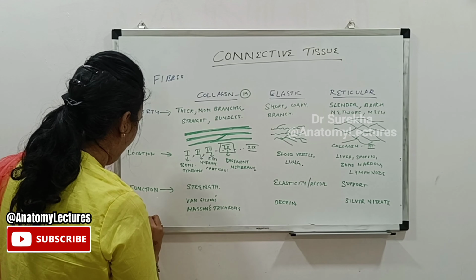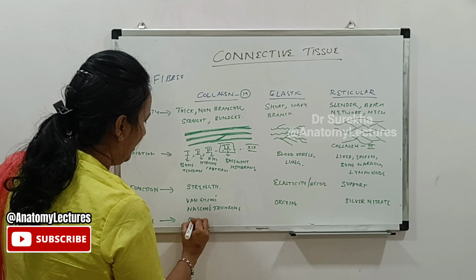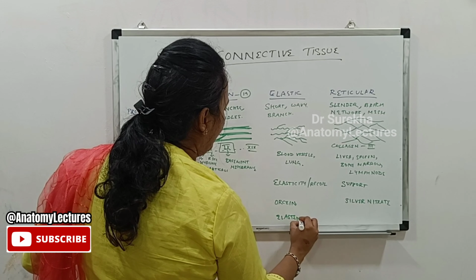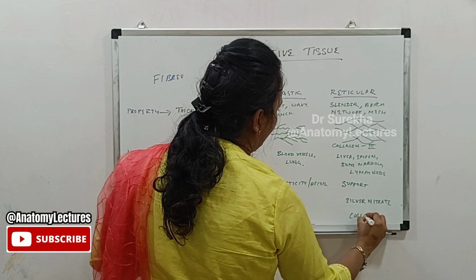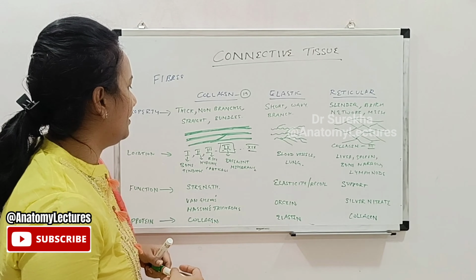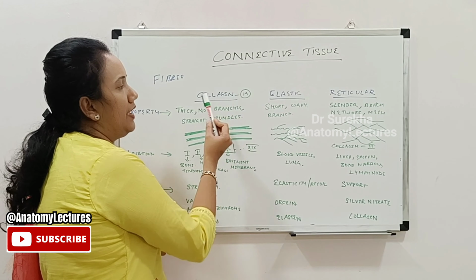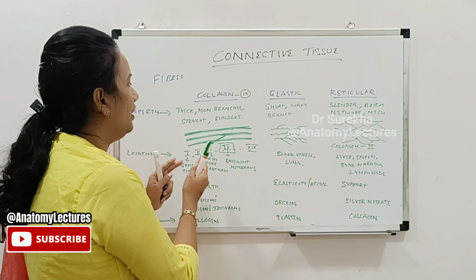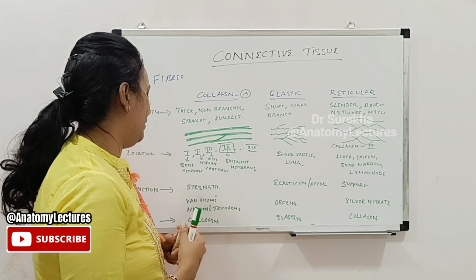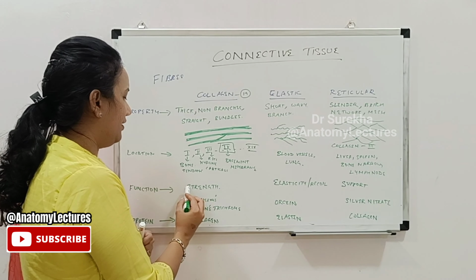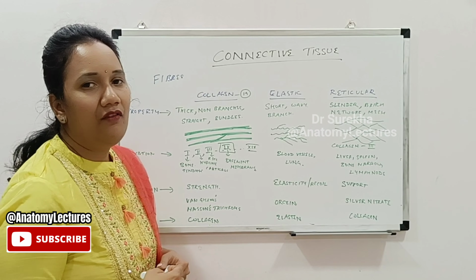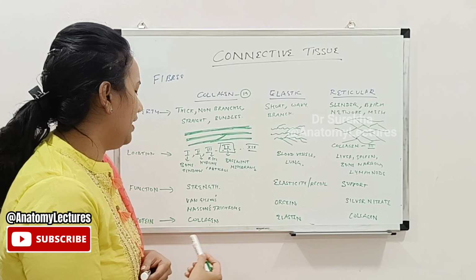So the protein which makes up these fibers is collagen for the collagen fibers, elastin for the elastic fibers, and collagen for the reticular fibers. There are 19 different types of collagen, out of which I told you type 4 is present in the basement membrane, which could be asked as one of your MCQs. The main function of collagen is strength. It provides tensile strength. The special stains are Van Gieson's stain and Masson's trichrome, and the protein present is collagen.